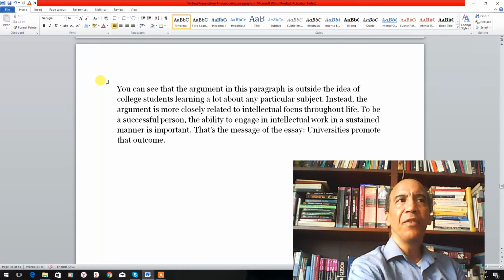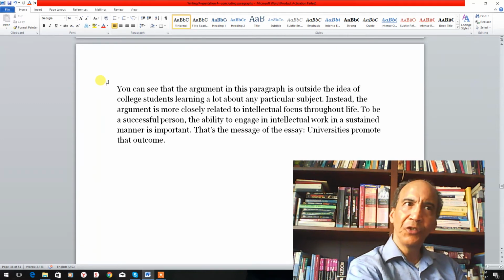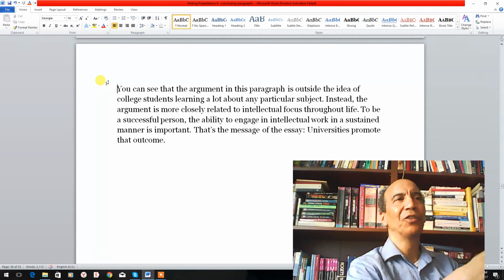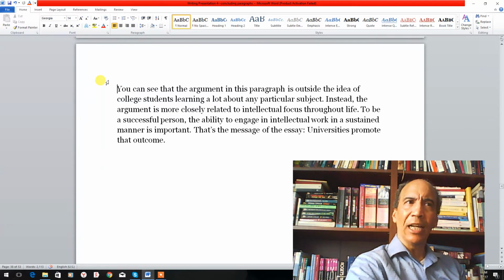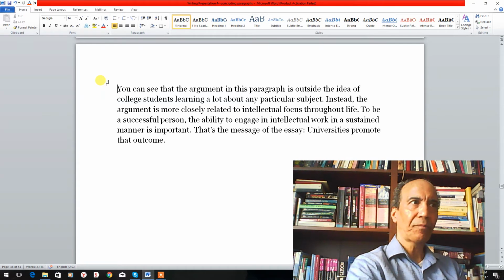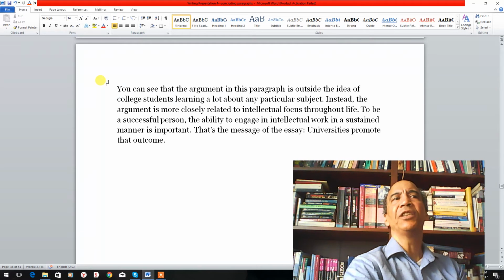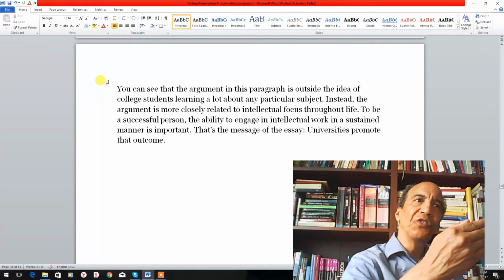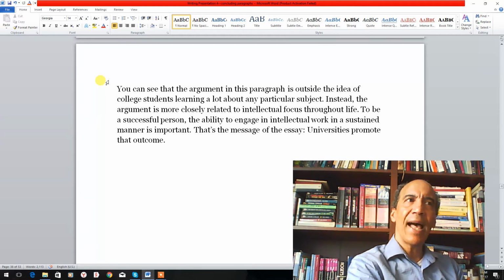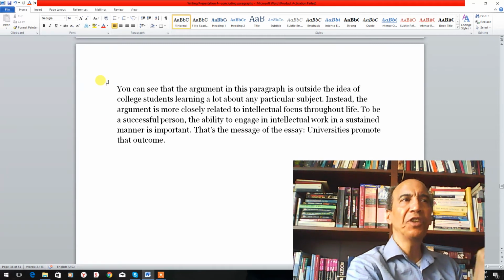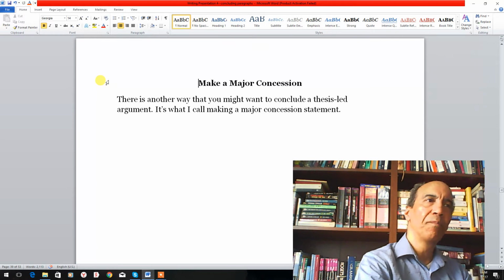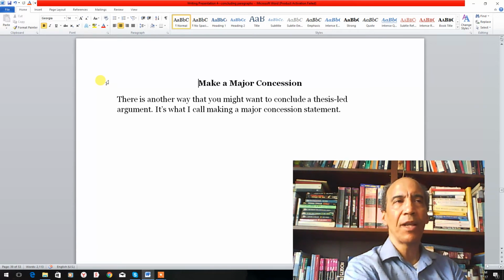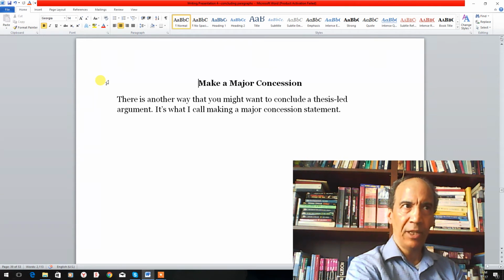You can see that the argument in this paragraph is outside the area of college students learning a lot about any particular subject. Instead, the argument is more closely related to intellectual focus throughout life. To be a successful person, the ability to engage in intellectual work in a sustained manner is important. That's the message of the essay. Universities promote that outcome. Okay, and of course, there's another way to write a concluding paragraph that I call make a major concession.